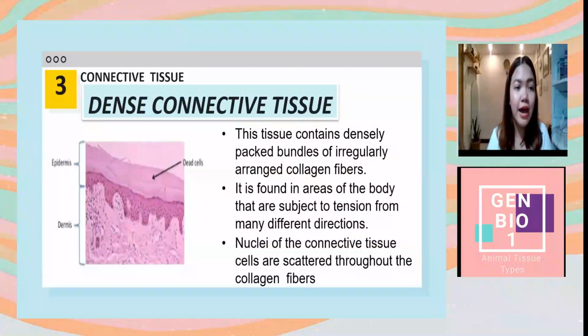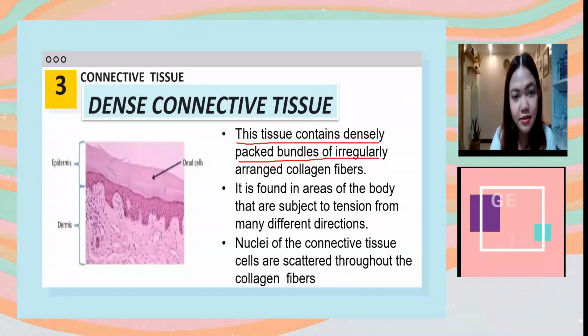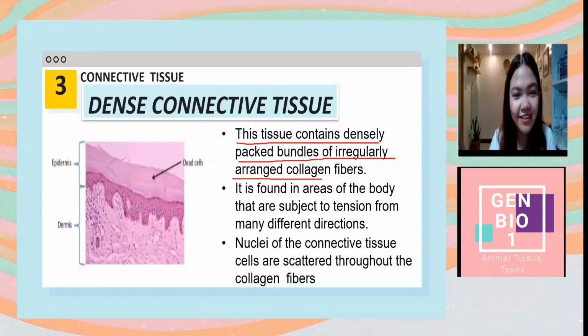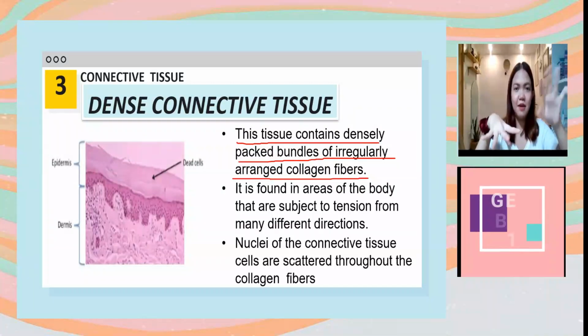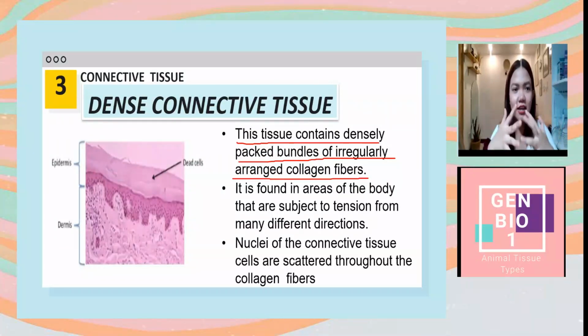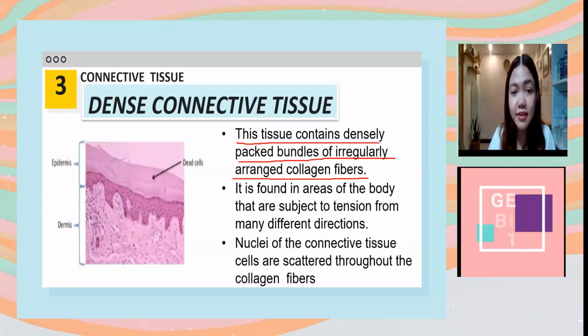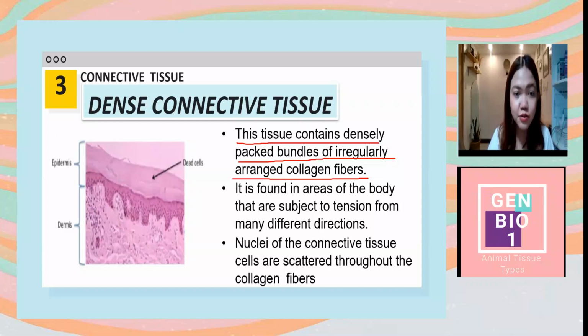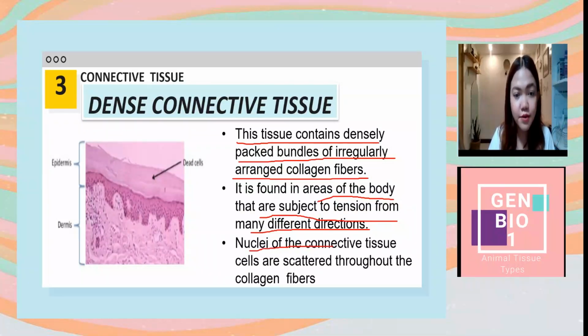Okay. Then we have your dense connective tissue. This tissue contains densely packed bundles of irregularly arranged collagen fibers. In loose connective tissue, the fibers are scattered, like a net, not really compact, okay? When we say compact or densely packed bundles of irregularly arranged collagen fibers, that is your dense connective tissue. It is found in areas of the body that are subject to tension from many different directions, okay? The nuclei of the connective tissue cells are scattered throughout the collagen fibers.